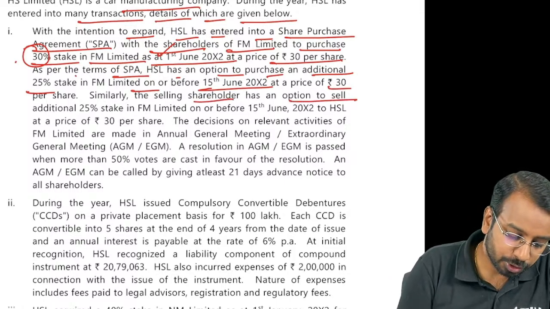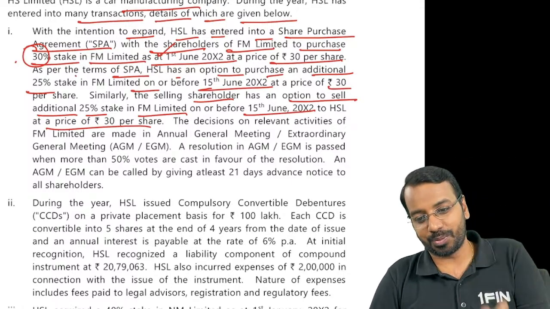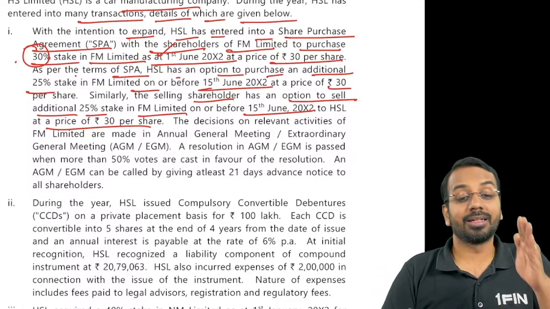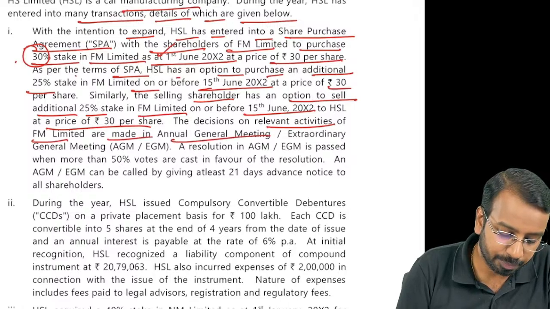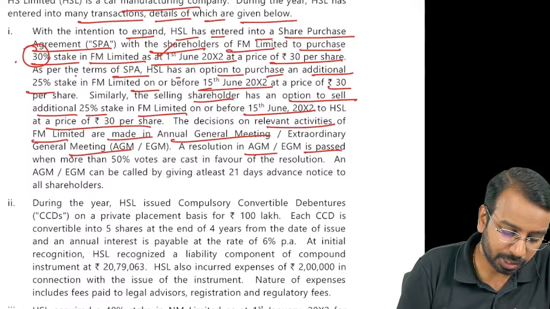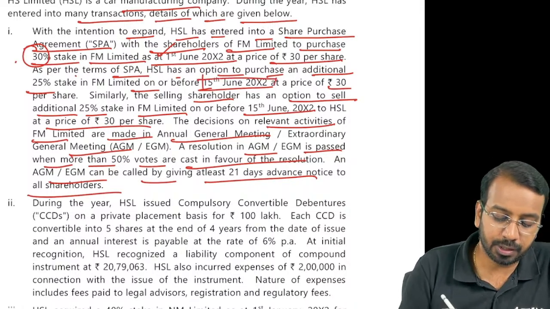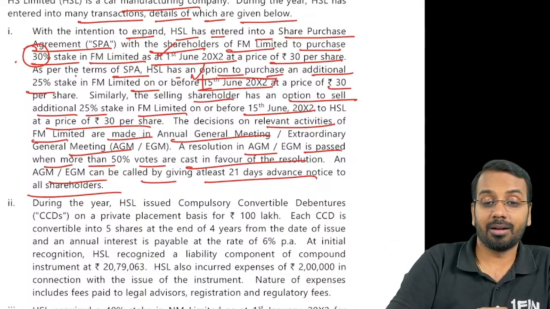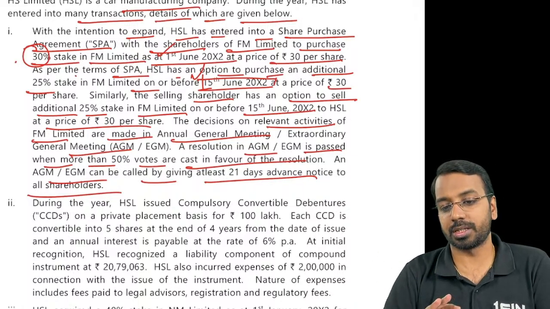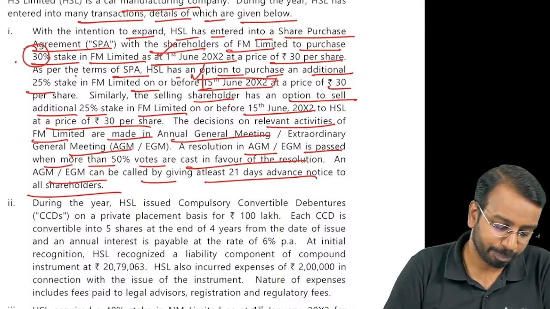Similarly, the selling shareholder has an option to sell an additional 25% stake in FM Limited on or before 15 June at a price of 30. Okay, so if the company doesn't buy, the seller can sell. The decision on relevant activities of FM Limited is made in AGM, EGM. A resolution in AGM, EGM is passed when more than 50% votes are cast in favor. AGM, EGM can be called by giving 21 days advance notice to all shareholders. Now, what is the cutoff date? 15th June. Means to approve this transaction, there was an AGM held 21 days earlier. Means the transaction is already approved by the shareholders. It is just that the company has to exercise either the buying or the selling. Right? That is the first part.